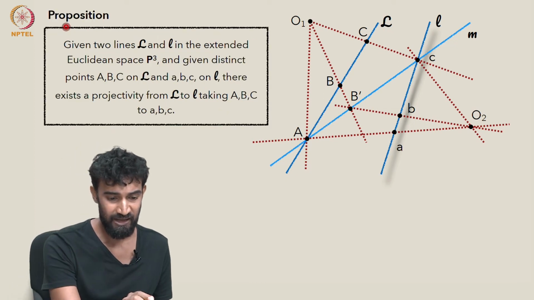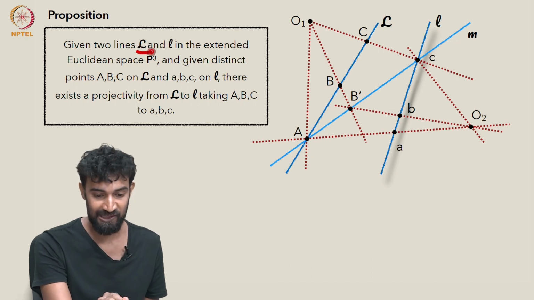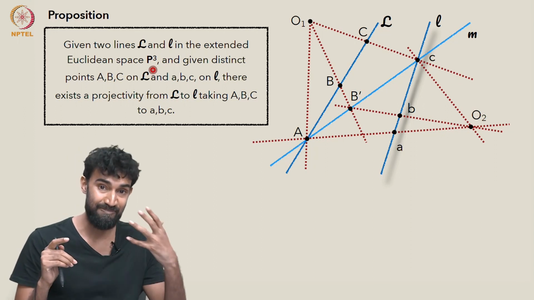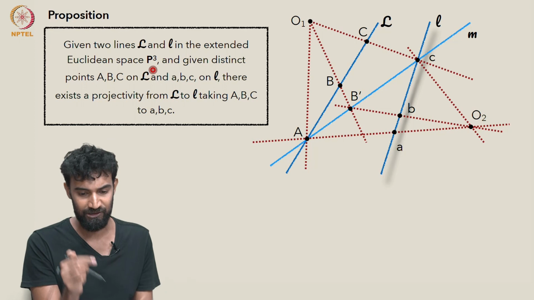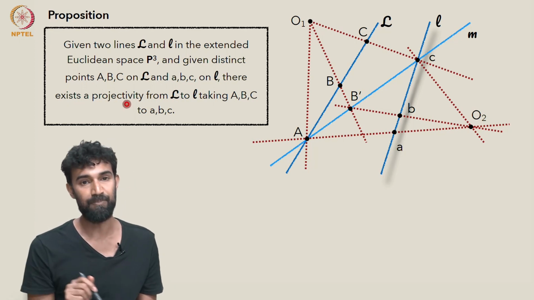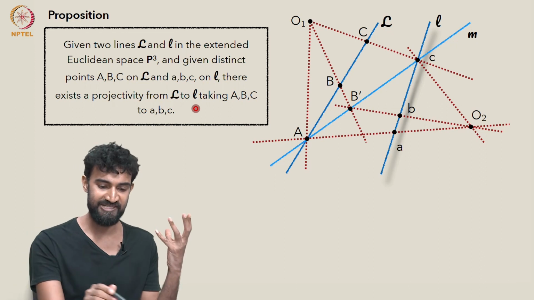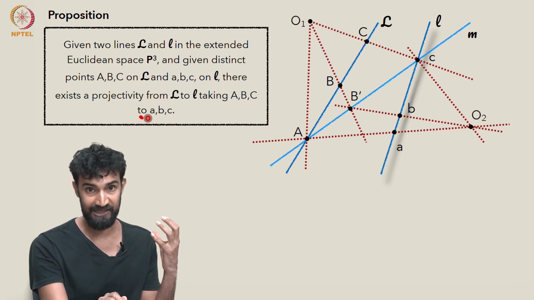So to state that a little more formally, given two lines, capital L and little l, in P3, and given points A, B, and C on big L and little a, b, and c on little l, there exists a projectivity from L to l taking those points A, B, and C to these little other points, little a, little b, and little c.